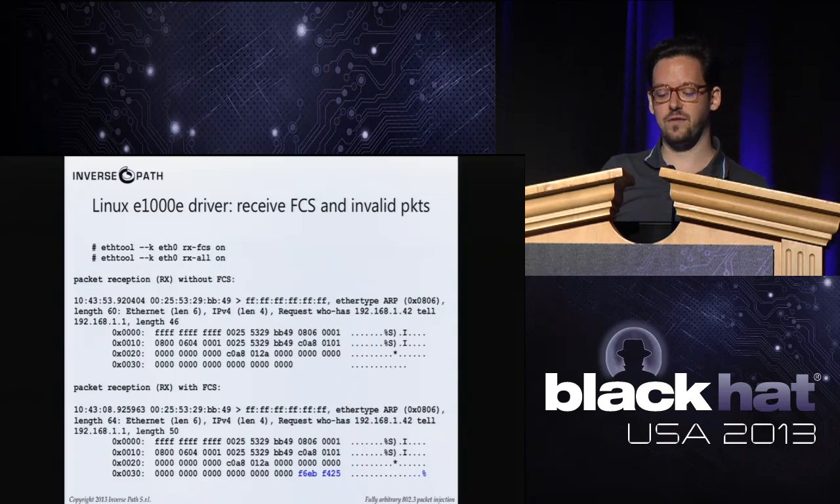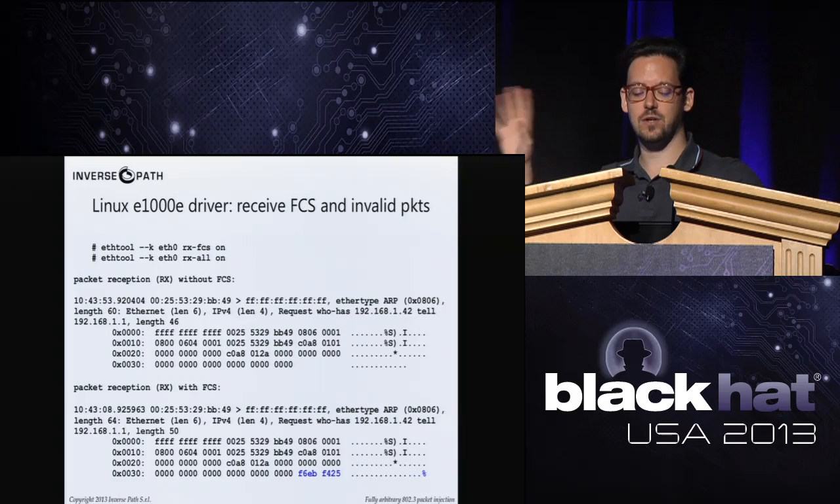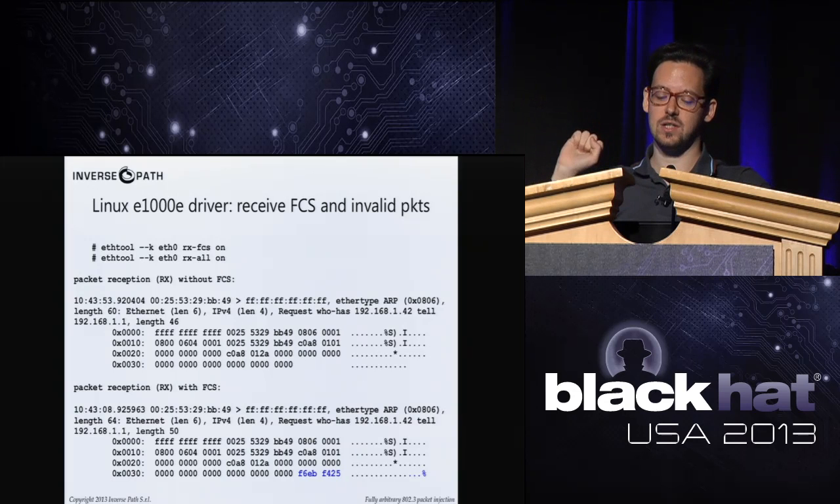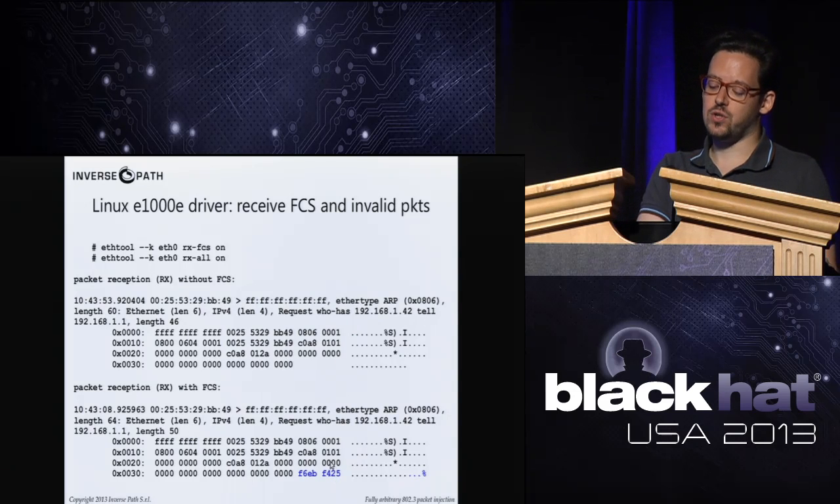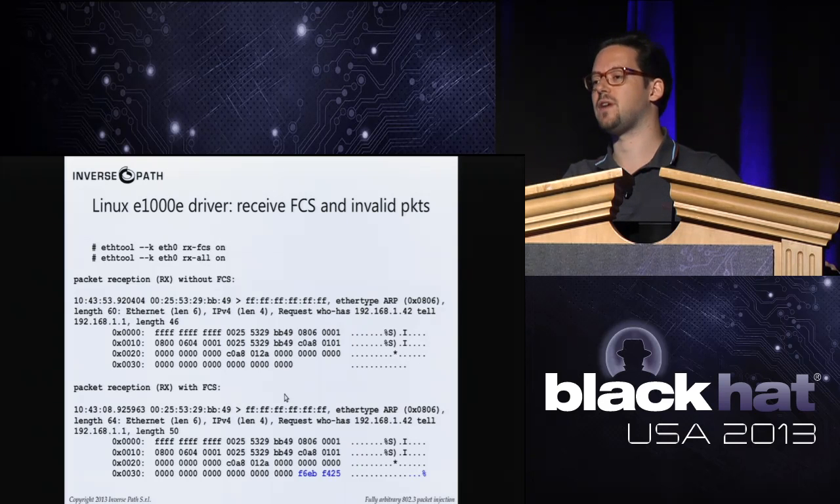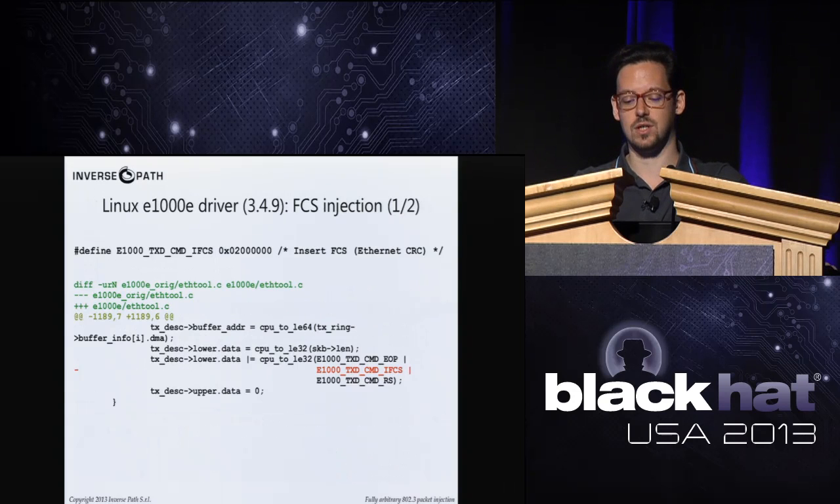Easy thing to do: with most Ethernet drivers, you can use ethtool to tell the interface to actually receive the frame check sequence and receive every packet. We see in this example a normal Ethernet frame received. The payload ends with the last bytes of the actual payload of the packet. If you receive the packet with the frame check sequence, you have these additional 4 bytes which represent the checksum of the frame. When using rx-fcs on in combination with rx-all, you also receive packets which have an invalid frame check sequence. So you basically receive everything that comes on the line. This is easy. You don't need any patching.